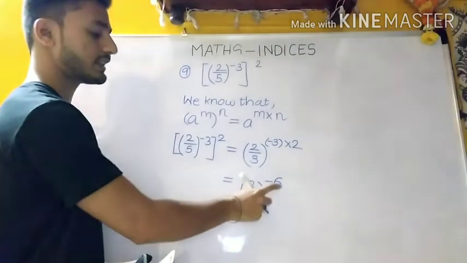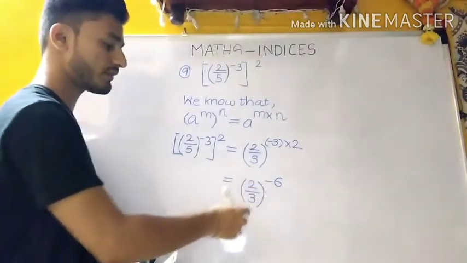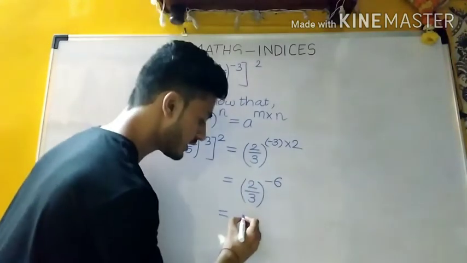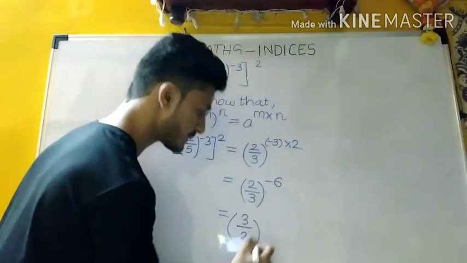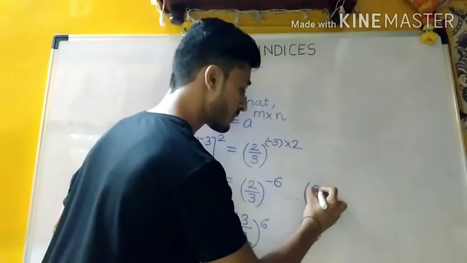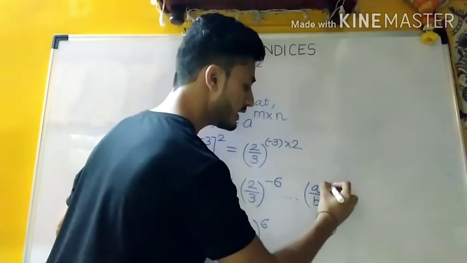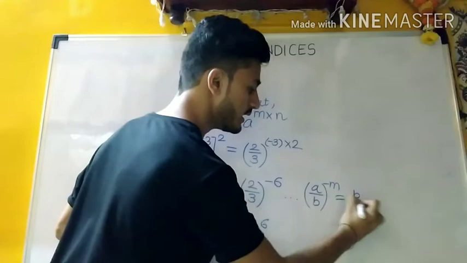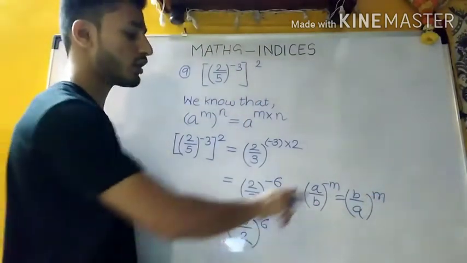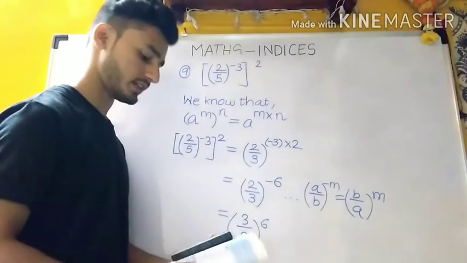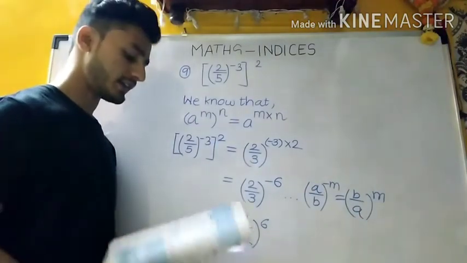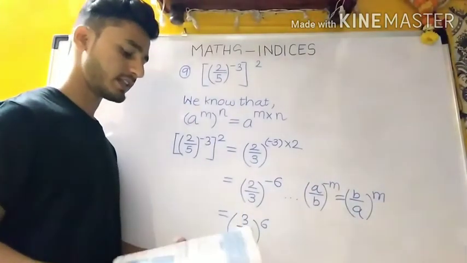Again, if you observe, there is a negative answer. Whenever there is a negative answer, what will we do? We will use the law and make it positive. That is 3 upon 2, just take the reciprocal and make it positive. And the formula we used here is a upon b raised to the power minus m is equal to b upon a raised to the power m. We have to just take the reciprocal or flip the numerator and the denominator. Okay, so these were the sums, and now the second question, which is very easy.